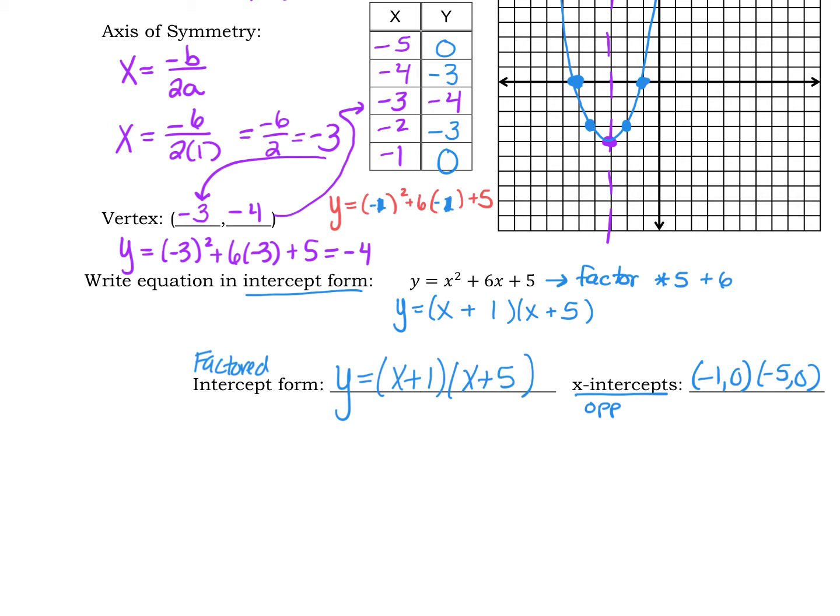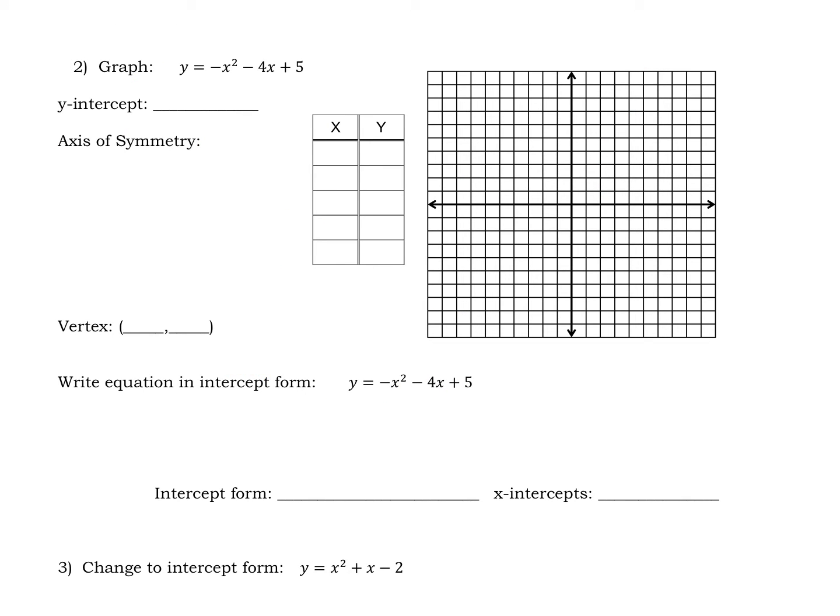Negative 1. All right, let's graph one more of these. And this one's a little tricky because there's a negative in the front, but I still see that my y-intercept for this is 5.